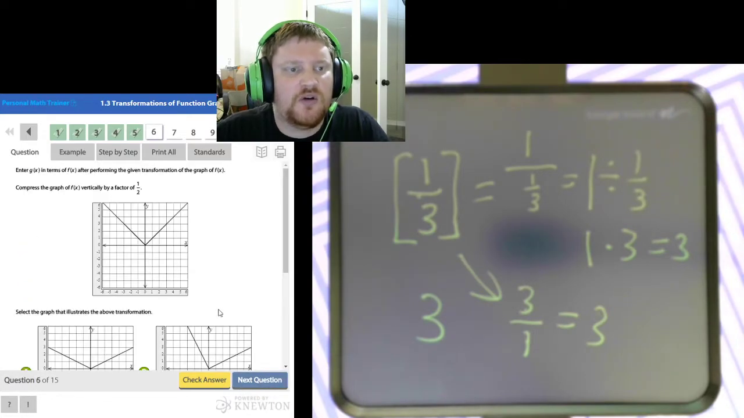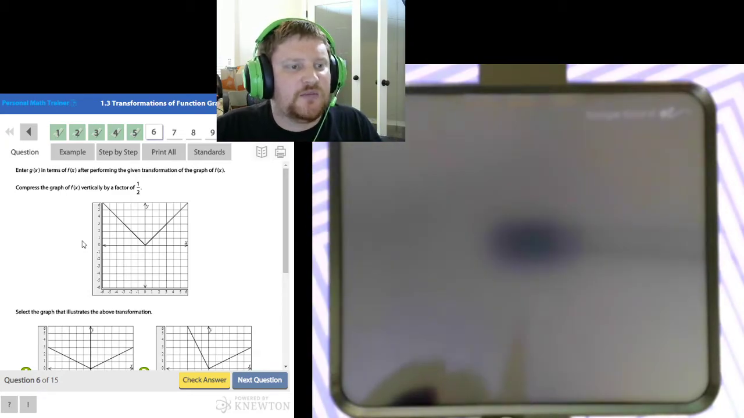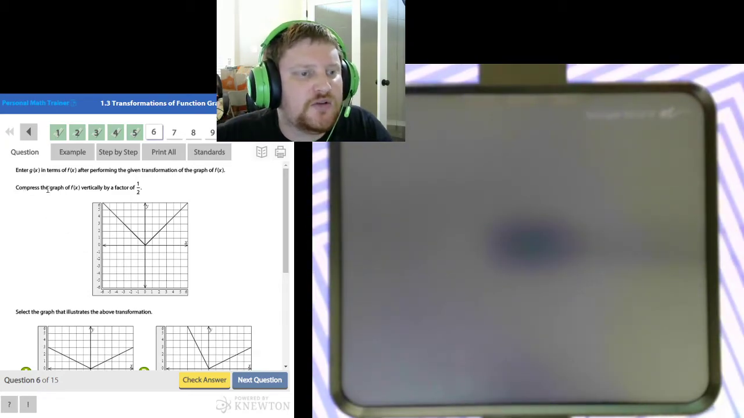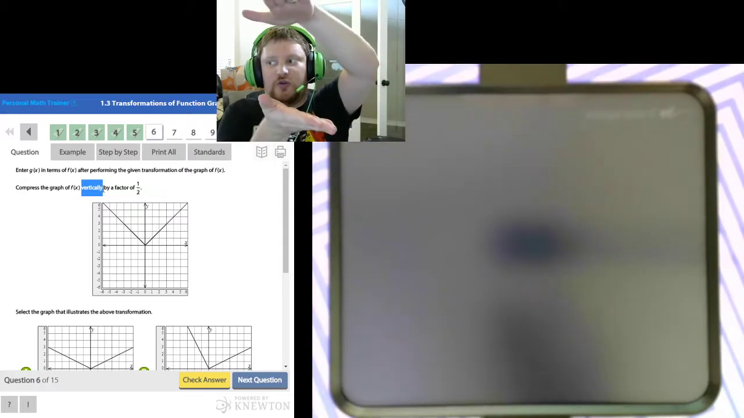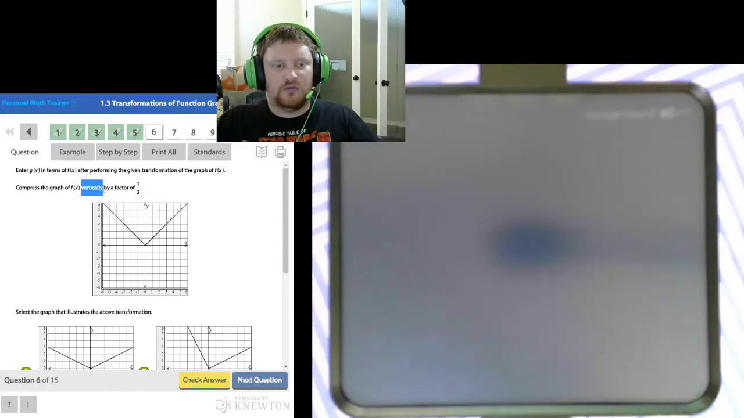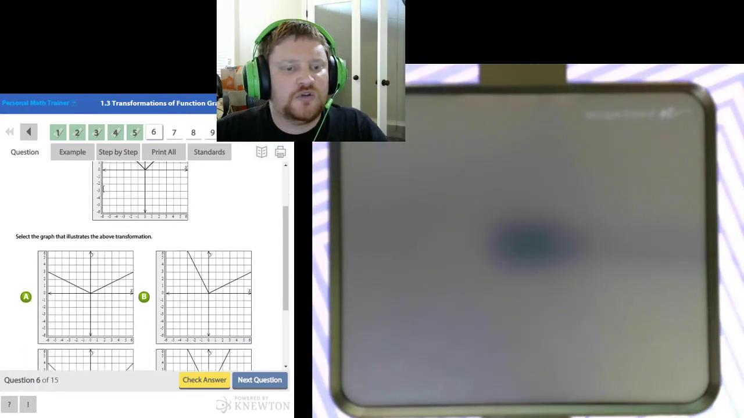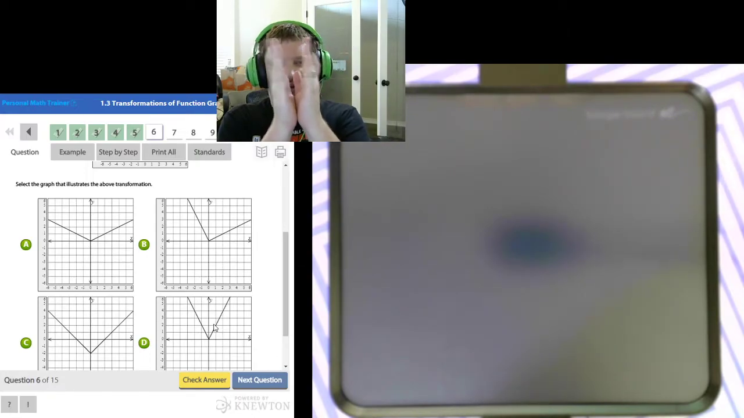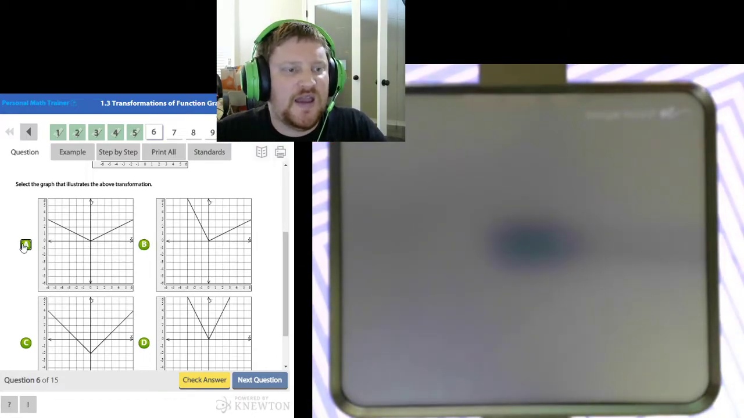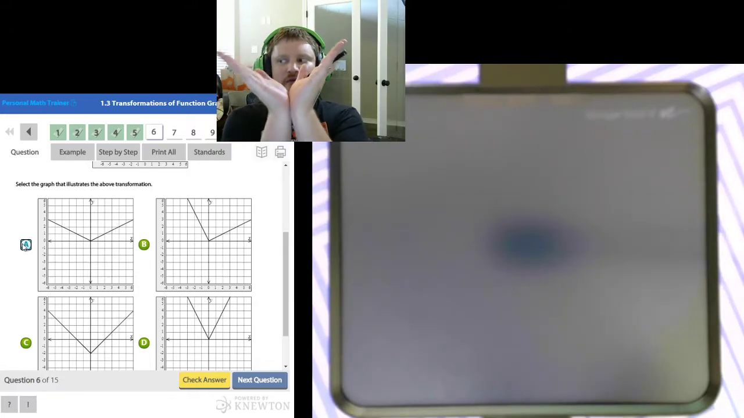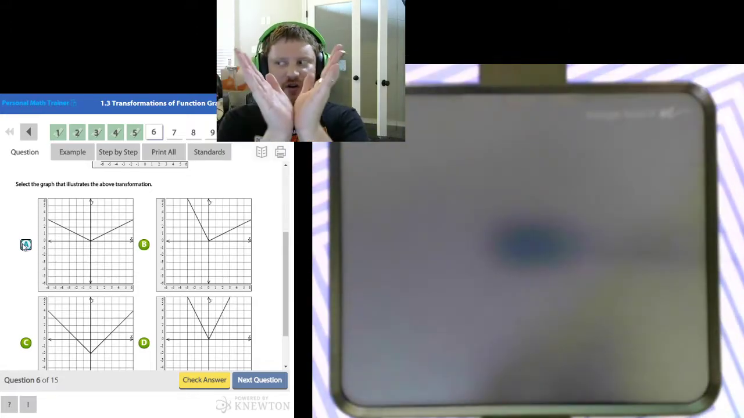Next question, already to number 6. Enter g of x in terms of f of x, same thing. Okay, so we are compressing the graph vertically by a factor of 1/2. So since it's vertical, we know that we are going to squeeze it down. So this rotates, this is a shift, that's a dilation or a stretch, leaving A to be the one where they have compressed it down.